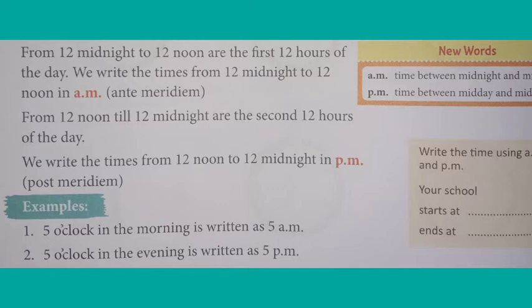From 12 noon till 12 midnight are the second 12 hours of the day. We write the times from 12 noon to 12 midnight in PM, that is post-meridian. Examples. Example 1. 5 o'clock in the morning is written as 5 AM. Example 2. 5 o'clock in the evening is written as 5 PM.